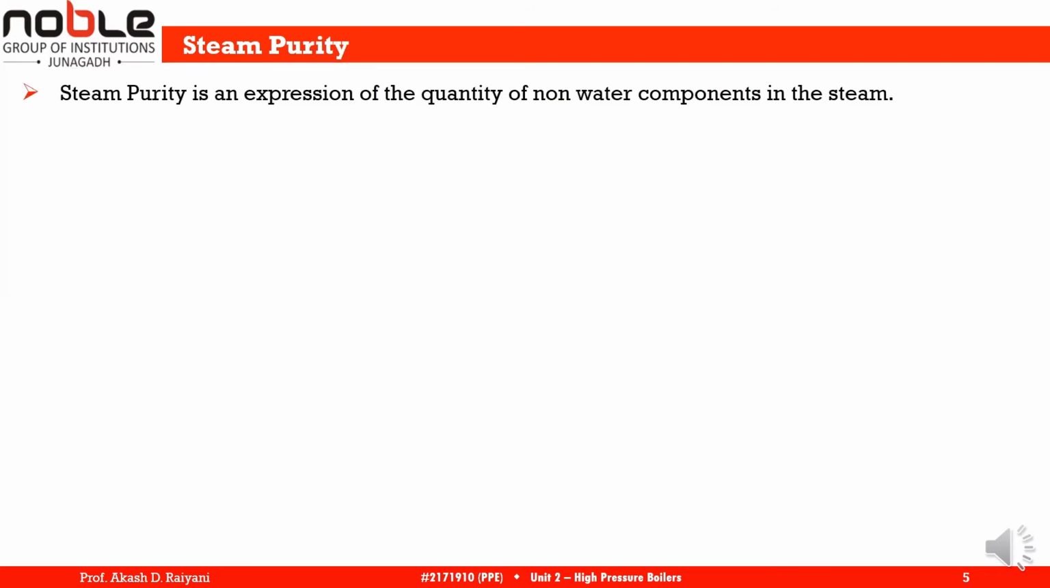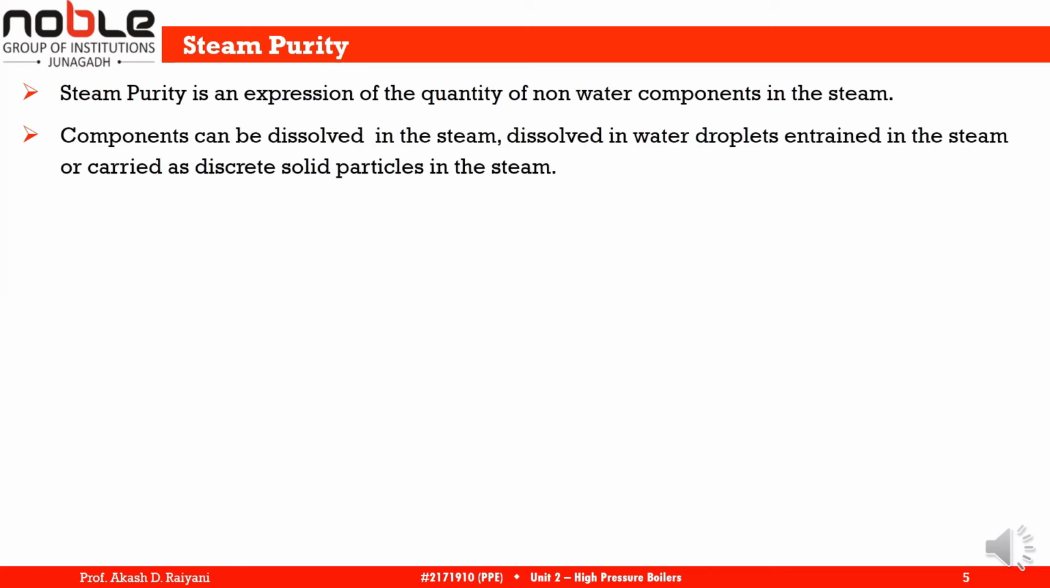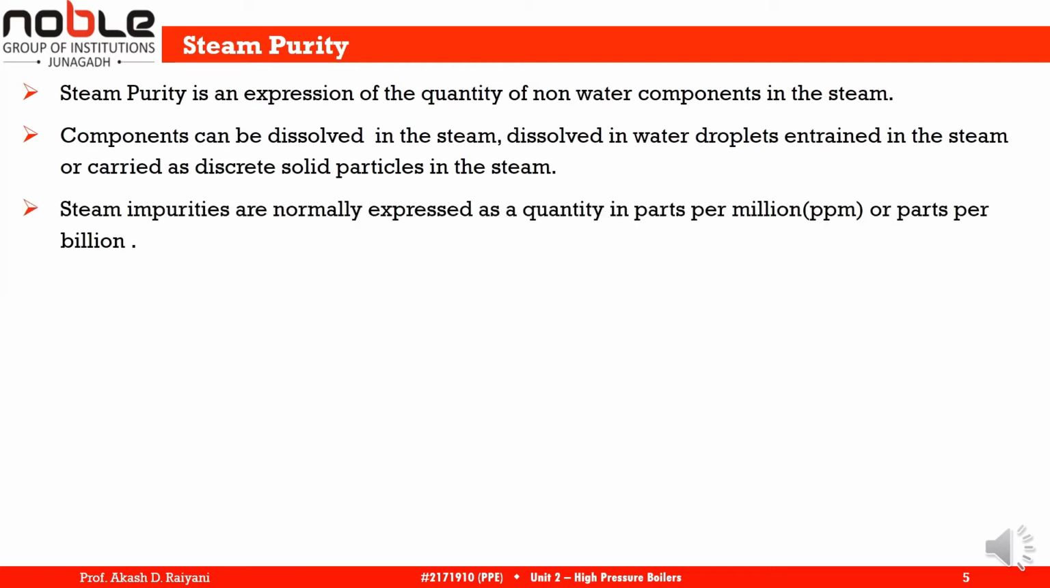Next one is steam purity. Steam purity is an expression of the quantity of non-water components in the steam. The components may be dissolved in the steam, dissolved in the water droplets entered in the steam, or carried as discrete solid particles in the steam. Steam impurities are normally expressed as a quantity in parts per million or parts per billion.